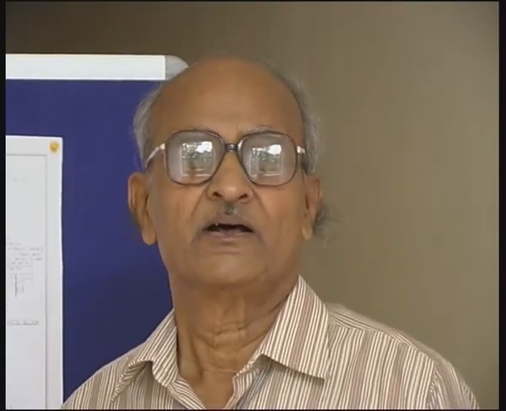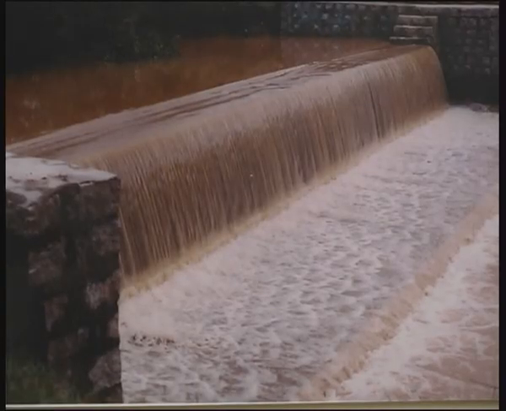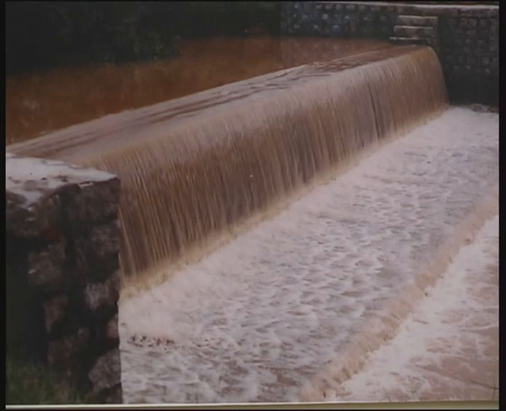The next item is check dam. This is a very commonly constructed item of work in most of the watersheds so far. Actually, when we analyze the necessity of a check dam, we come to several interesting details. Broadly, the check dams can be classified into two major categories.